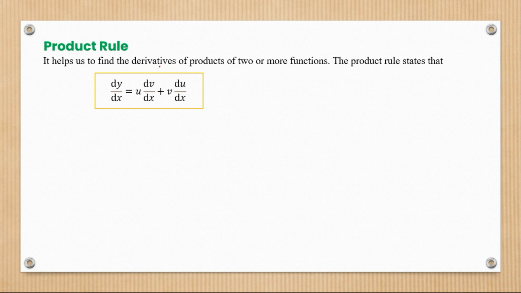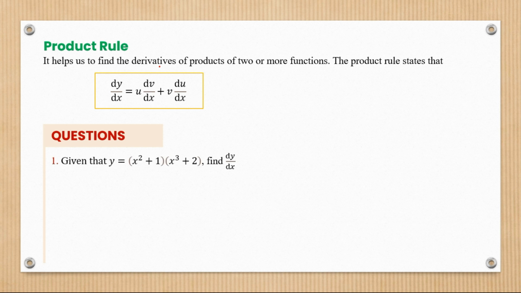So let's see some examples to understand this better. In example number 1, let's look at an example that requires the product rule. We're being told, given that y is equal to (x squared plus 1)(x cubed plus 2). So you can actually see now we have two different functions multiplying each other. We have this and that.